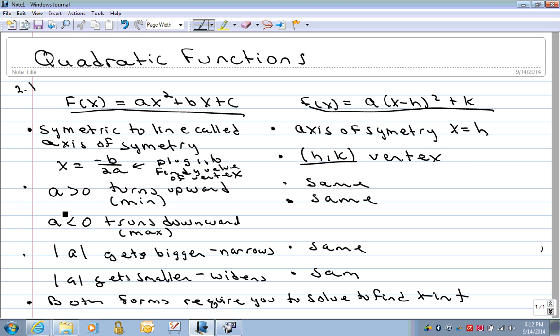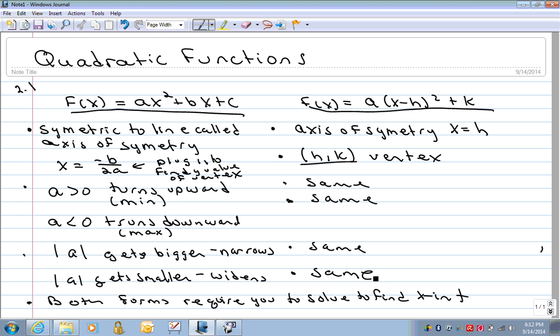If a is greater than 0, it turns upward, and the low part of your graph would be the minimum value, and if a is less than 0, the graph turns downward, and of course the top of your graph would be the maximum. That is the same for the other form. Also the same for the other form is as the absolute value of a gets larger, the graph narrows, and as the absolute value of a gets smaller, the graph widens.